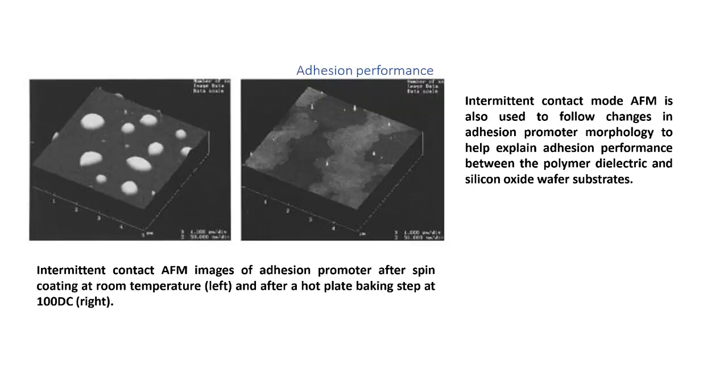Then the adhesion performance can also be checked with this kind of characterization. In the intermittent contact, that is the tapping mode, this image was taken. The left one is the spin coating at room temperature, and after baking on the hot plate at 100 degrees centigrade, they again check the morphology. So this shows the adhesion performance of our sample.